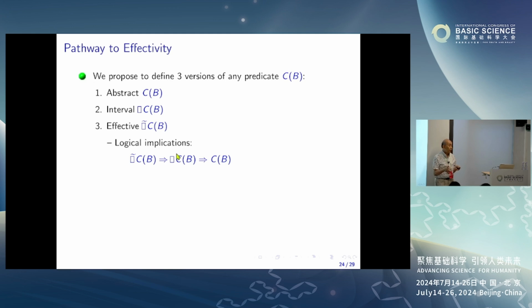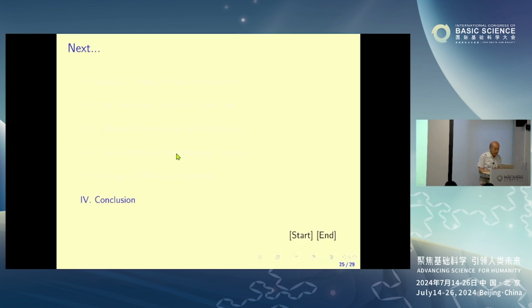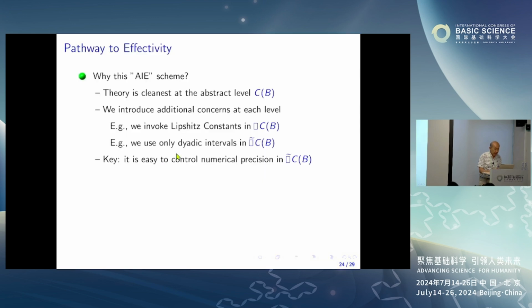And I propose this is the right way to design correct, certifiable, implementable algorithms. You have to go through all these three steps. They're all useful. It would be very foolish if you say, I want to solve this abstract problem, I instantly go to this. Nobody will understand what you're doing because you've lost every structure when you go to machine precision. So I call this the AIE scheme, A for abstract, I for interval, E for effective.